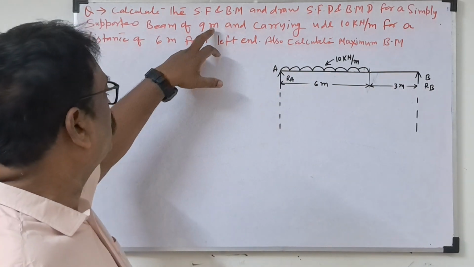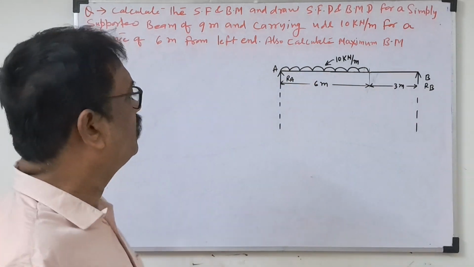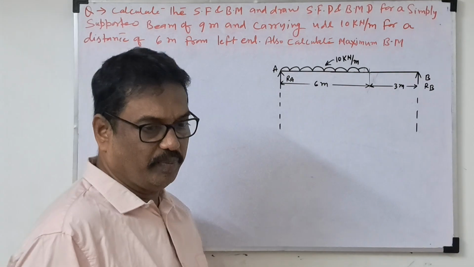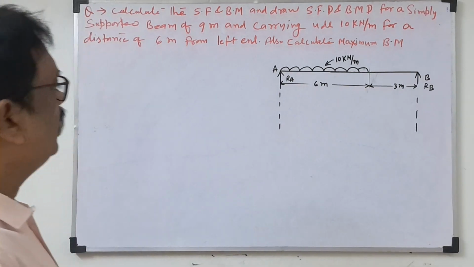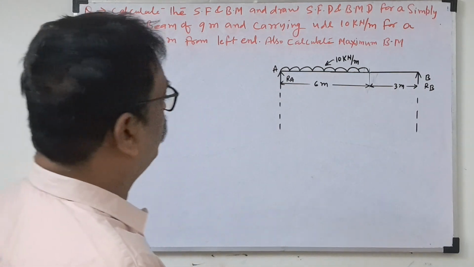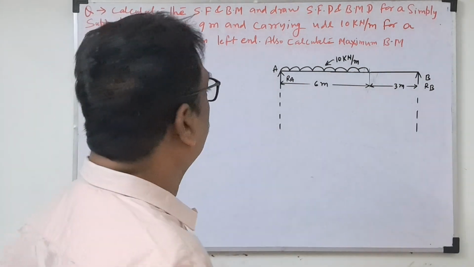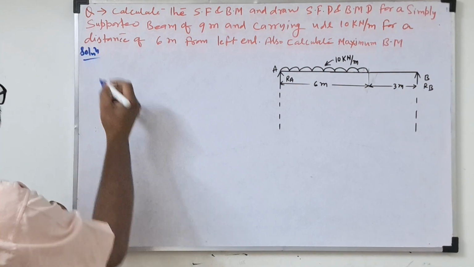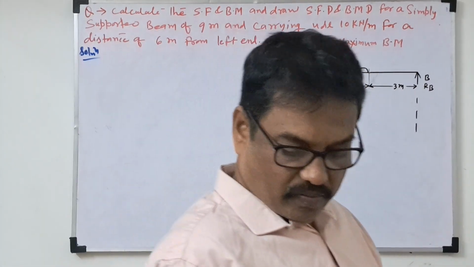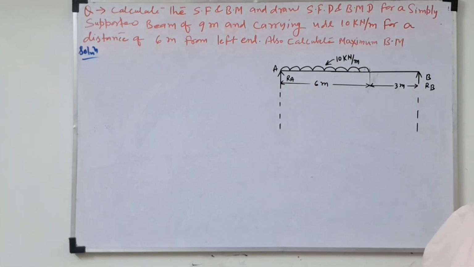Sometimes if the question does not give the diagram, you have to draw it yourself and calculate the maximum bending moment. Maximum bending moment will come when shear force is 0; at that point the maximum bending moment occurs. So what are the steps? First we have to find the support reactions.